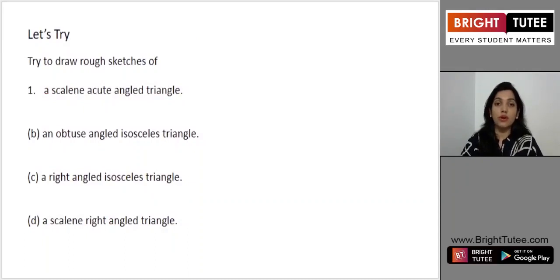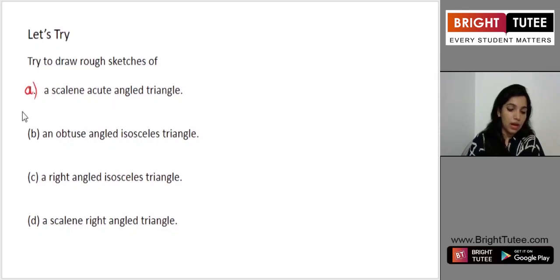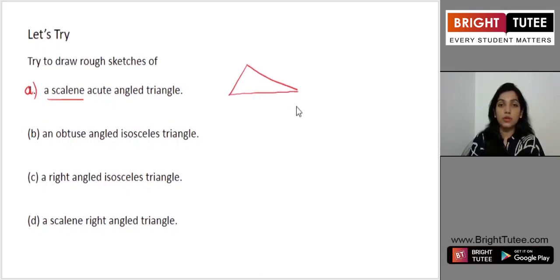Let us now try some questions. It says draw a rough sketch of the following. Starting with the A part, a scalene acute angled triangle. Scalene means all the sides should be of different length, right? So let's say this one, and here this one. Here I have tried to make a rough sketch of a scalene acute angled triangle.